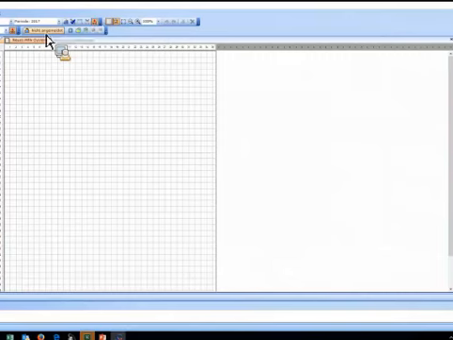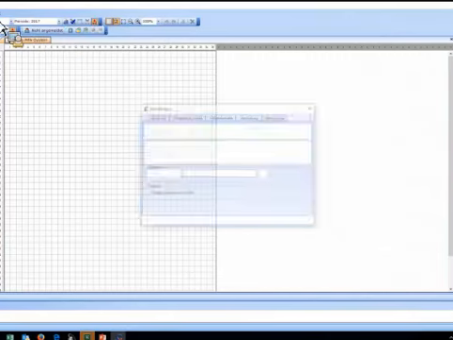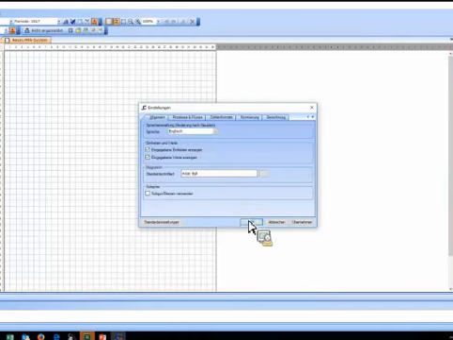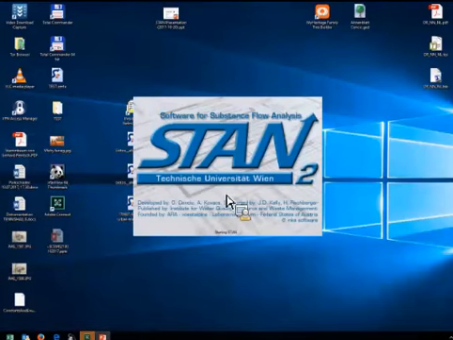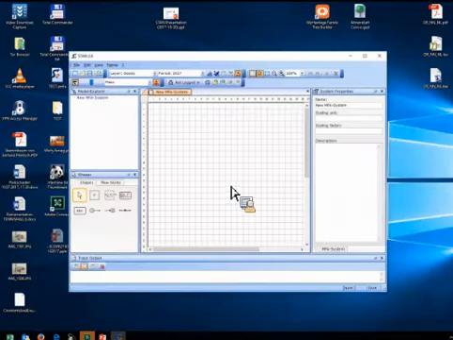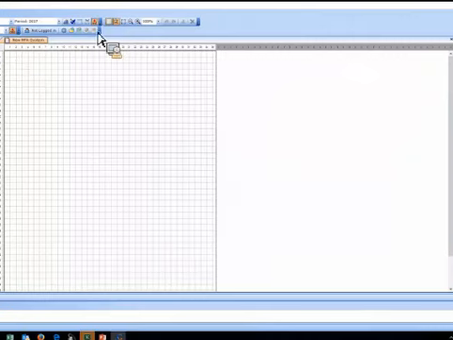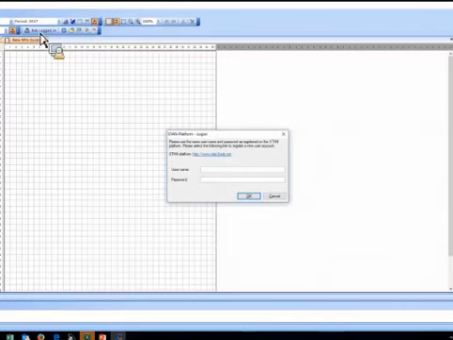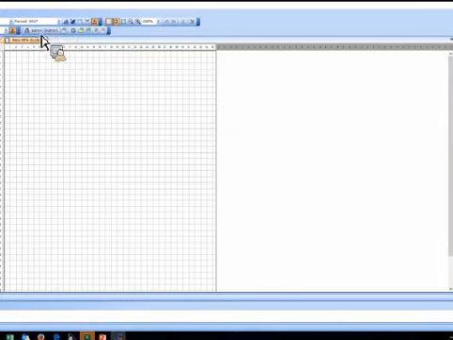Sorry, I switched to the English version of STAN. Here you have a web toolbar, and you can log in with the same data that you used during registration. If you are logged in, you see your name, and then you can access this database by clicking the load file from STAN portal button.